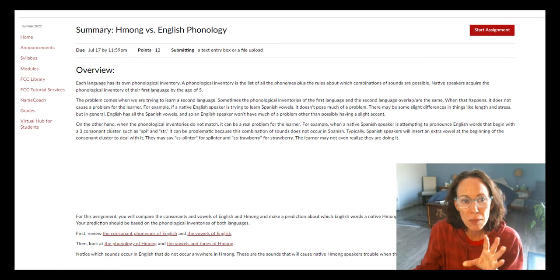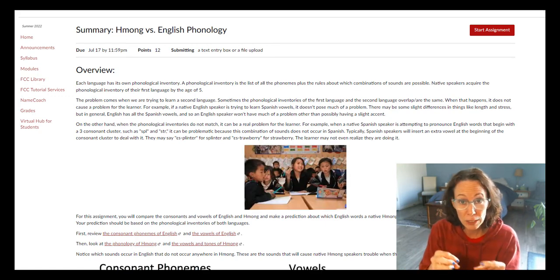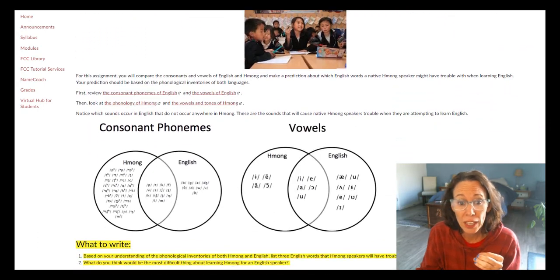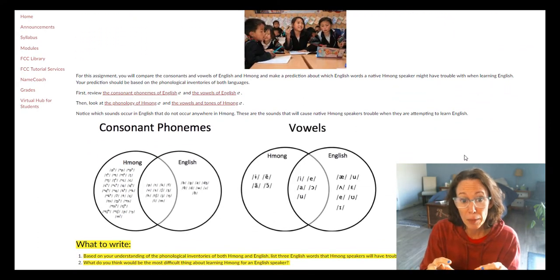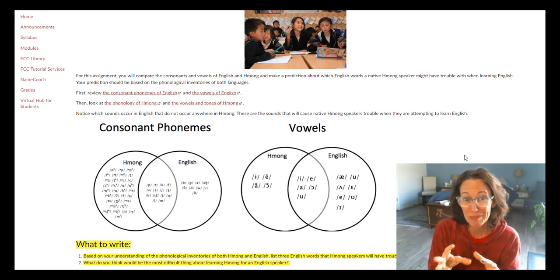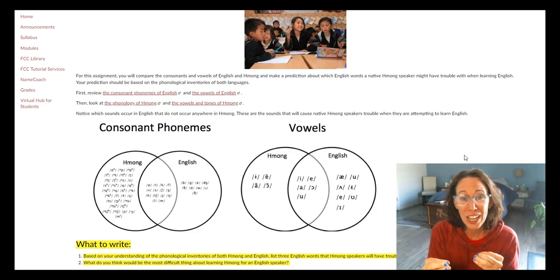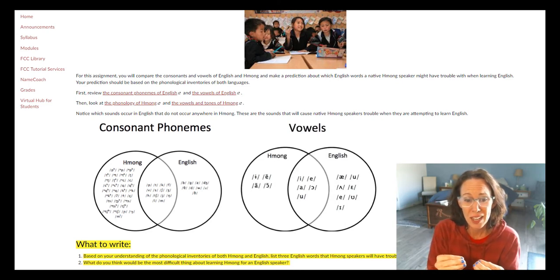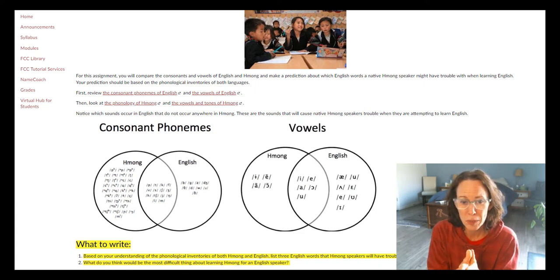The next assignment is about Hmong and English phonology and comparing. For this one, we're looking at consonants, vowels, and maybe even tones, because Hmong is a tonal language, has a tone differentiation. So keep that in mind. And you're doing the same thing, answering the questions down here. What would some problems be for someone who is learning Hmong, or someone who's learning English who's a Hmong speaker? Okay, so keep those in mind.